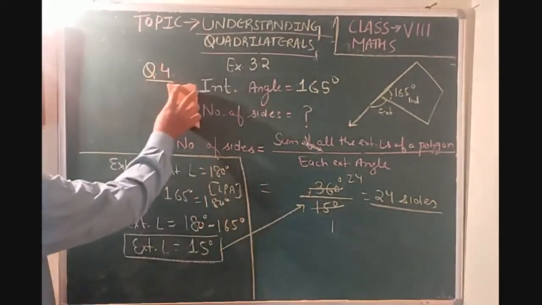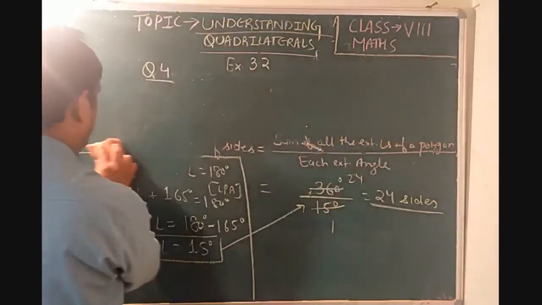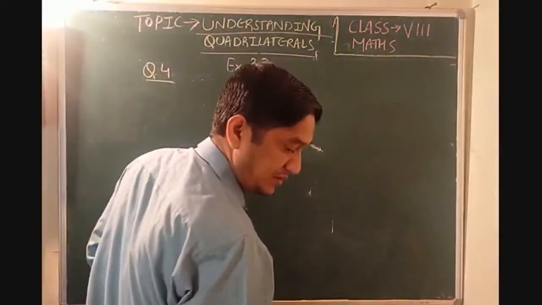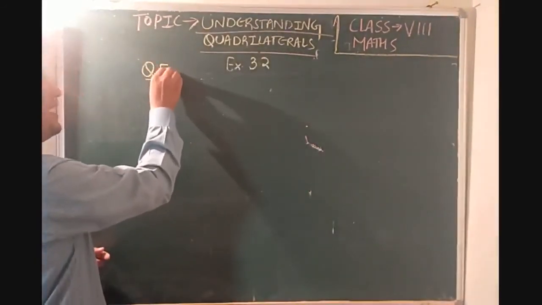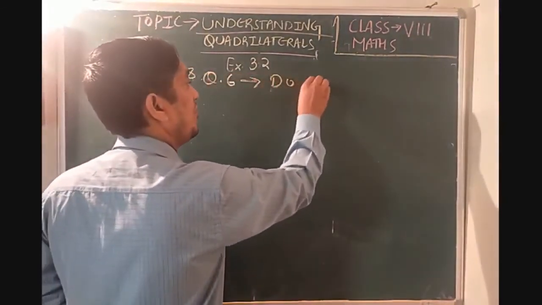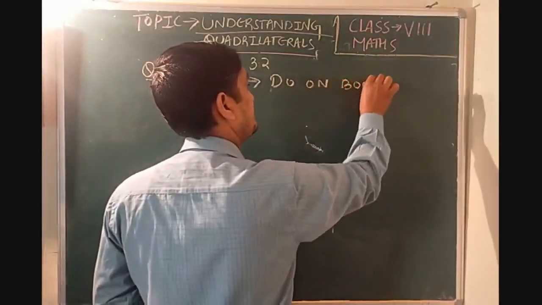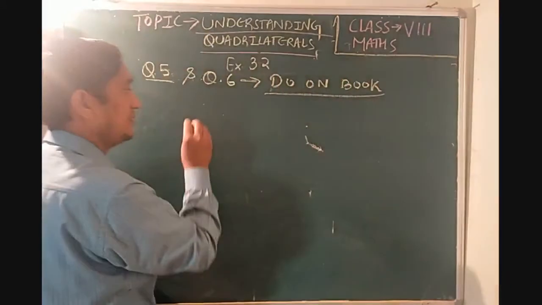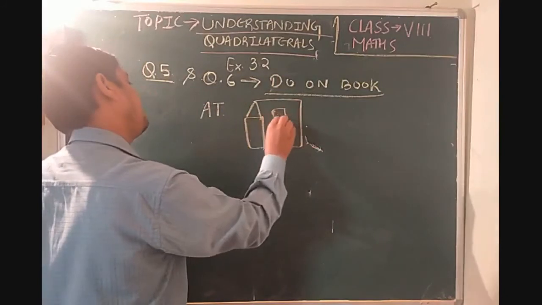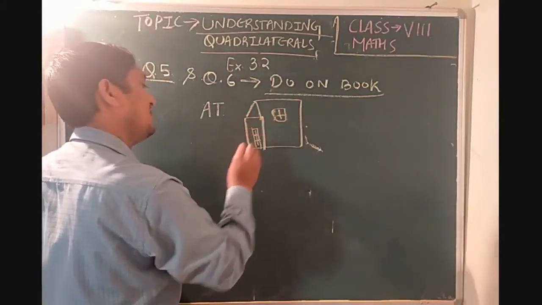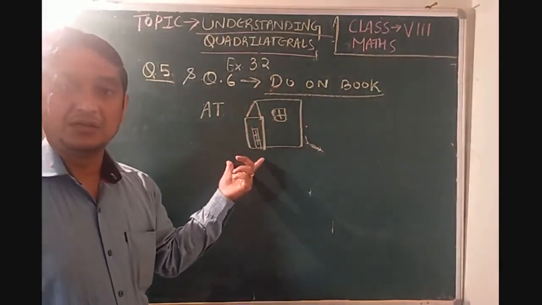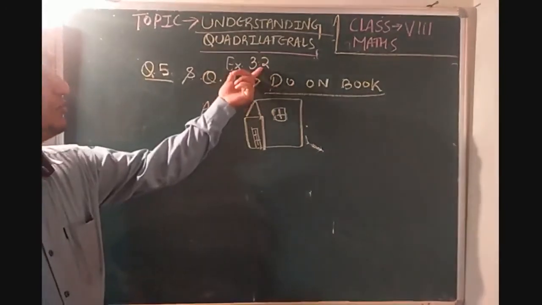Now children, after this, question number 5 and question number 6, do in your book at home. So children, this is exercise 3.2.